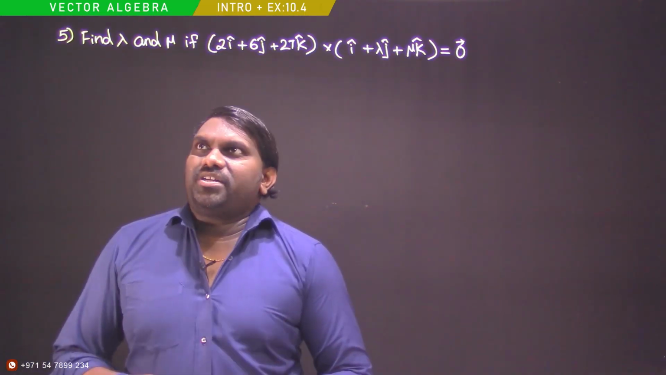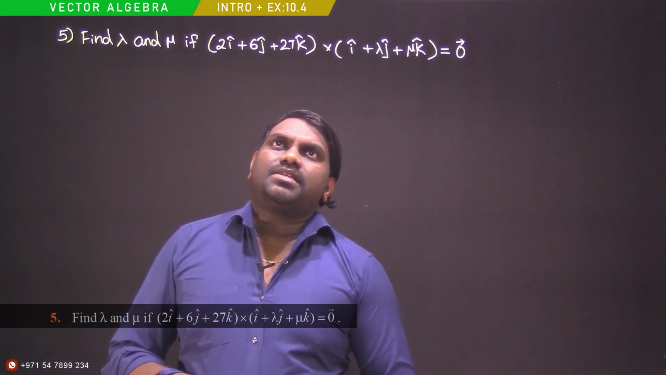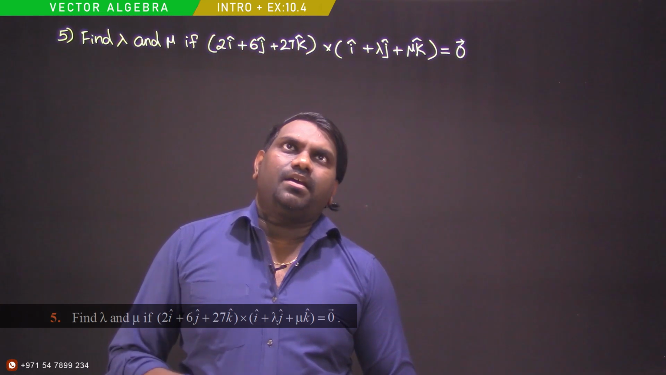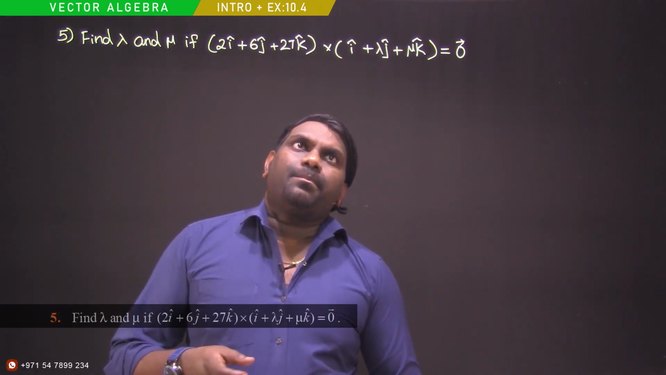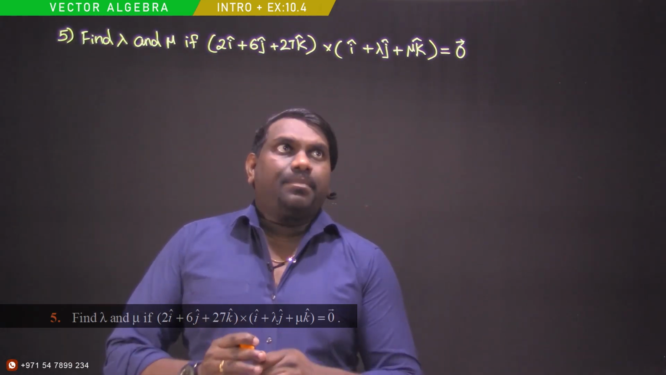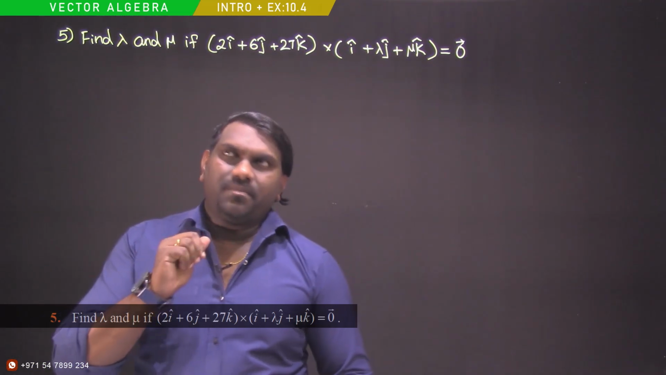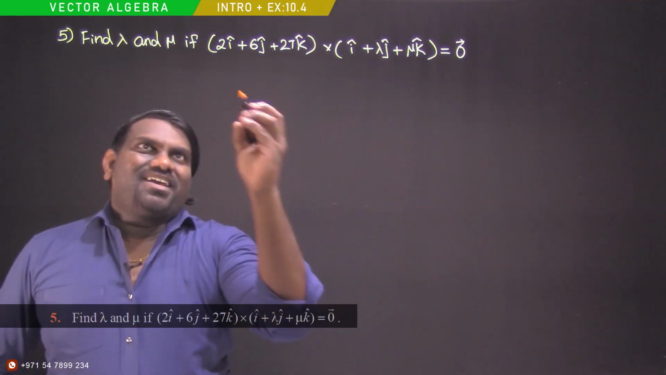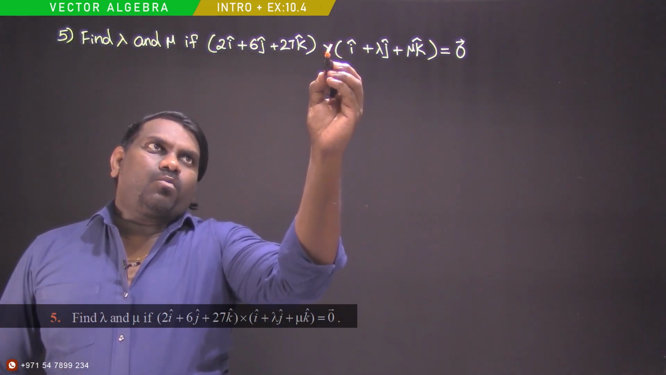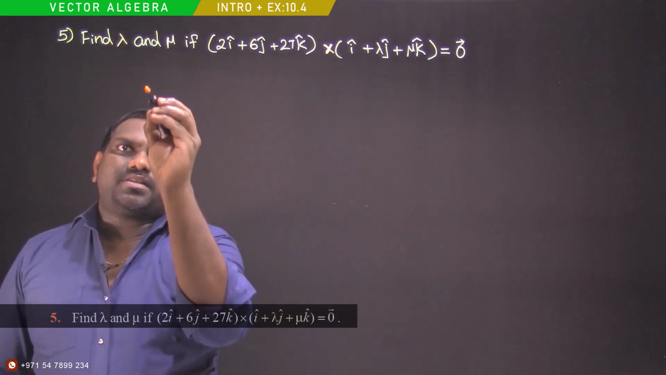On to the fifth question dear. Find lambda and mu if 2i plus 6j plus 27k cross I cap plus lambda j cap plus mu k cap is equal to 0 vector. What is the value of lambda and mu? So what's been told is to take the cross product of these two. Let's do it. Let's see.